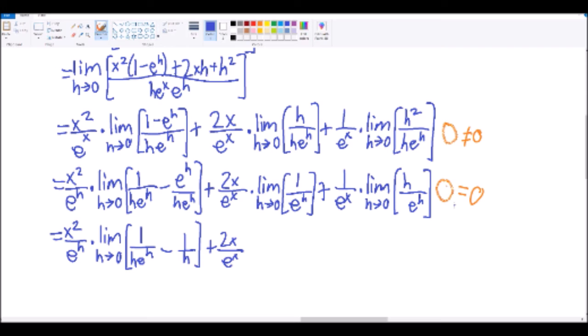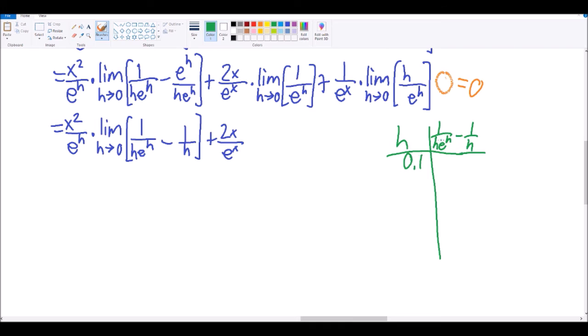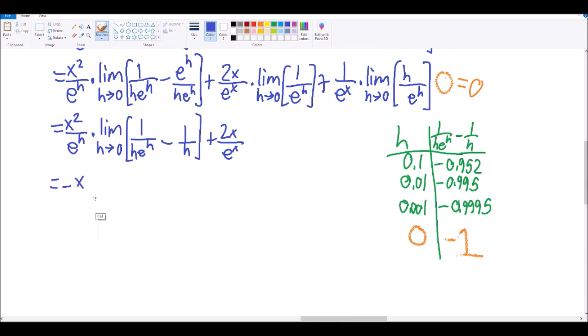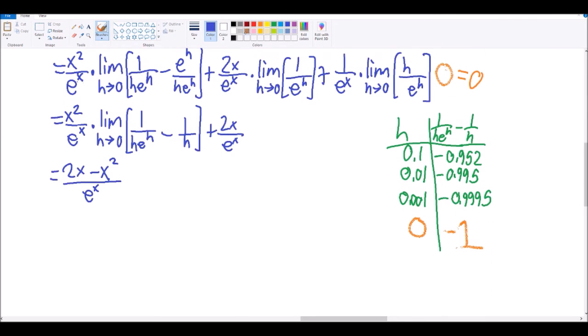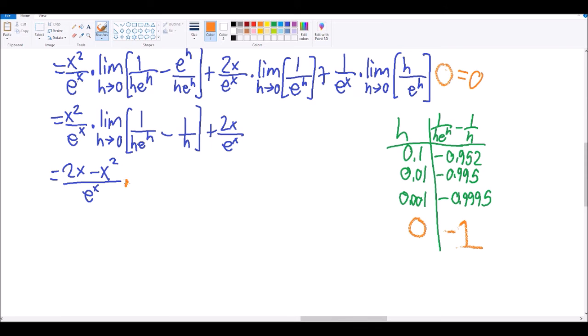Okay, so this limit is going to be a little tricky. So let's brute force the answer by letting h get really small. This limit looks like it's approaching -1. So when we plug that in, we get this. Now to get it into the form you see in the quotient rule, we can multiply this by a fancy one, specifically e to the x over e to the x.